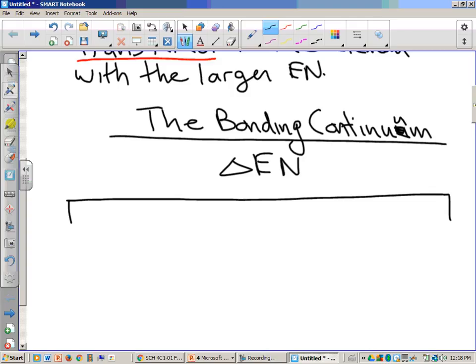If the delta EN is from 0 to 0.2, we say that's practically equal sharing. And we call this non-polar. It's a non-polar bond.